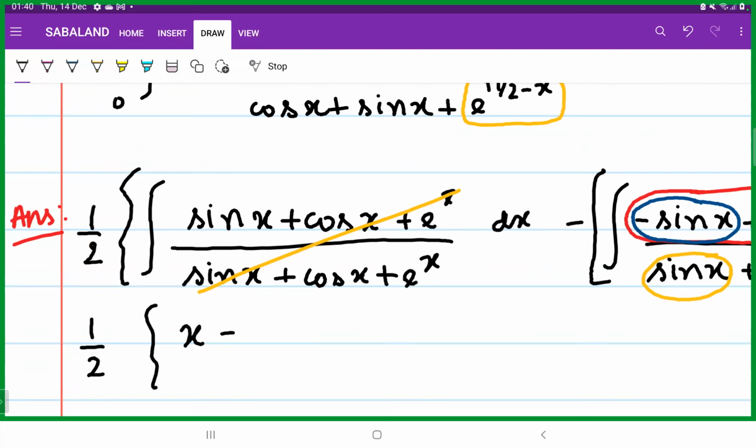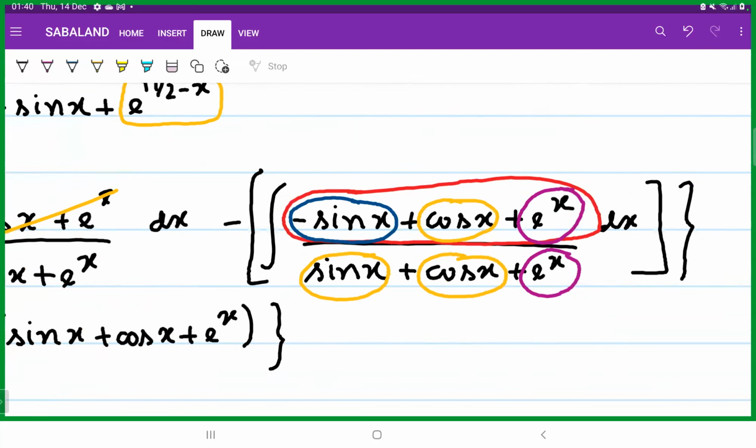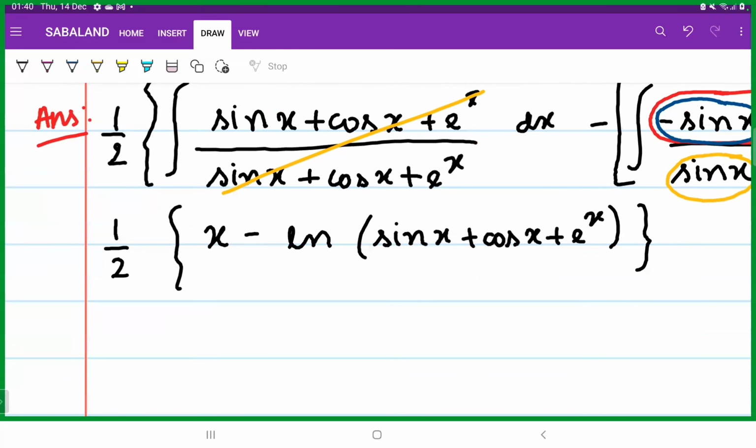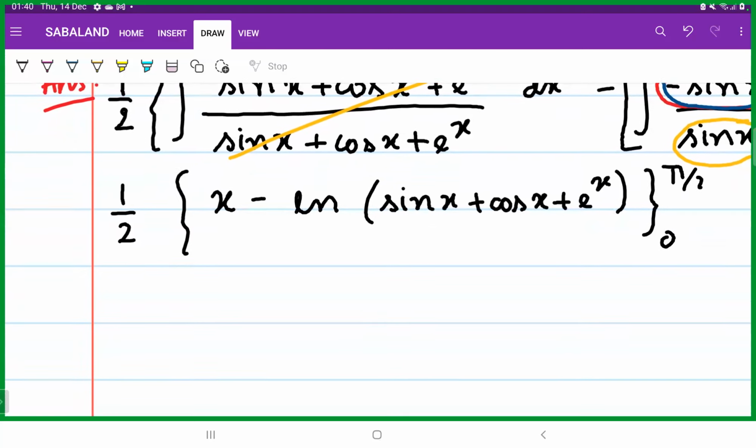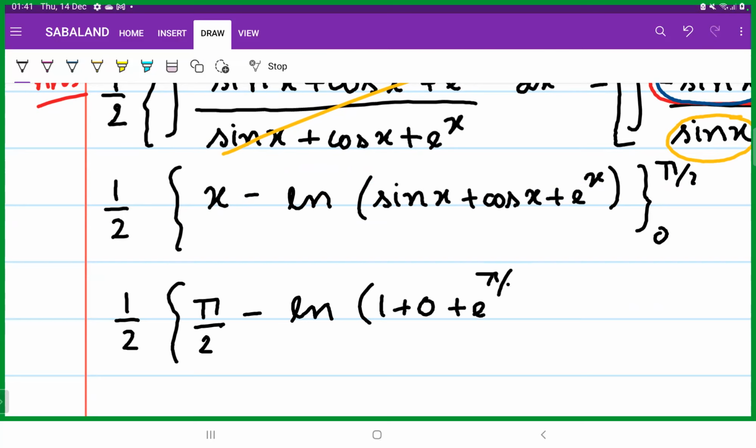So I'm going to write that directly here. It will become ln of sin x plus cos x plus e to the power x. Now we will put the limits from 0 to pi by 2. This will be half of pi by 2 minus ln of 1 plus 0 plus e to the power pi by 2.